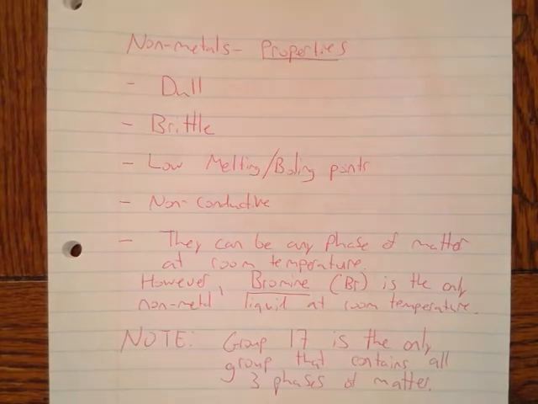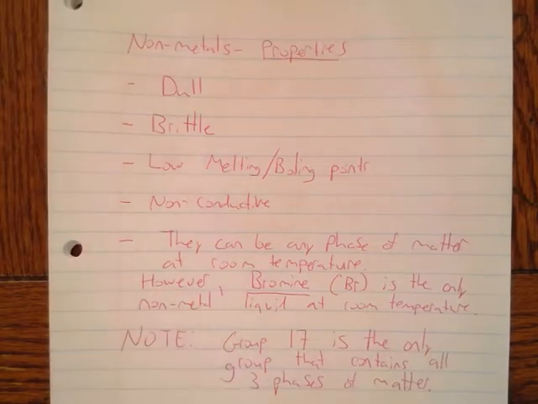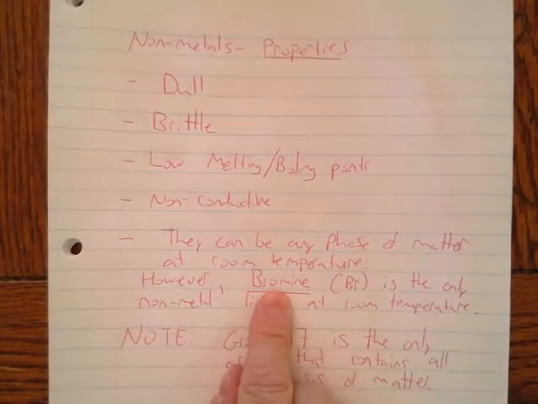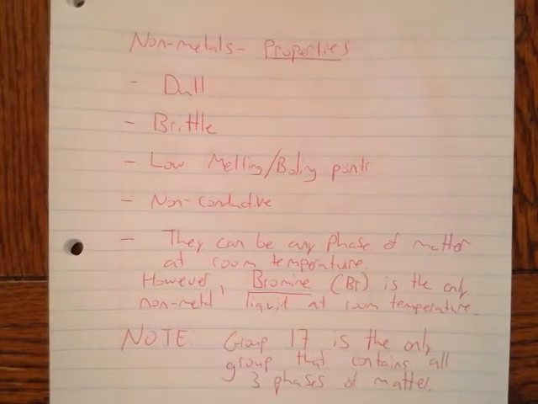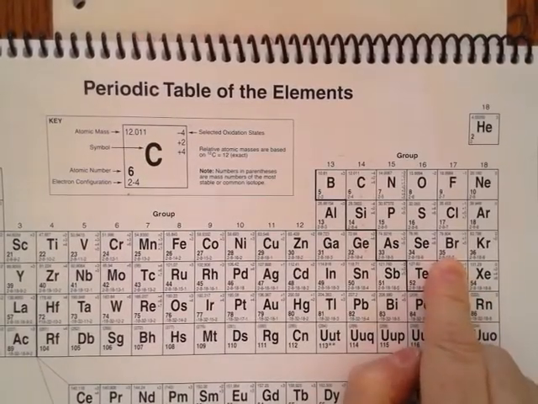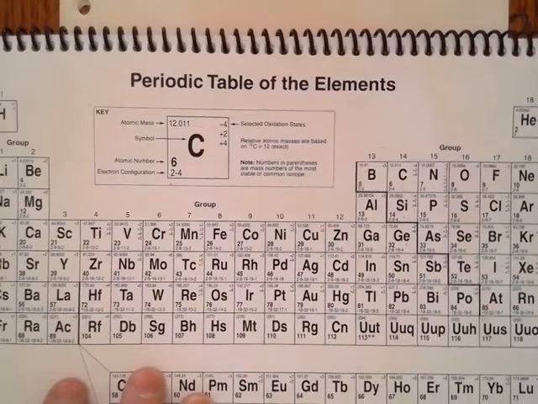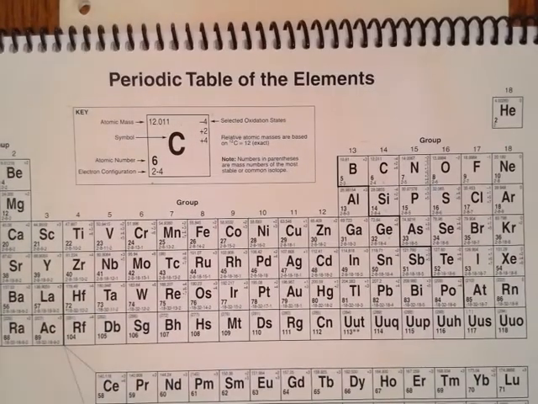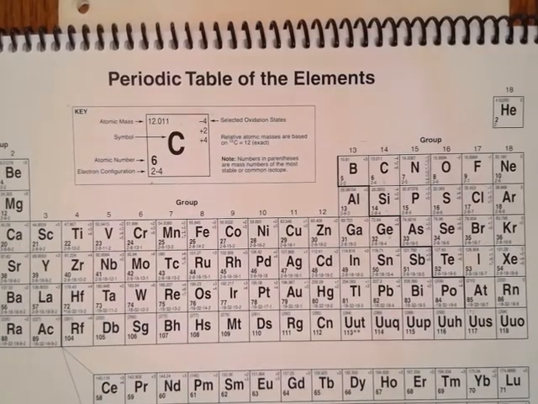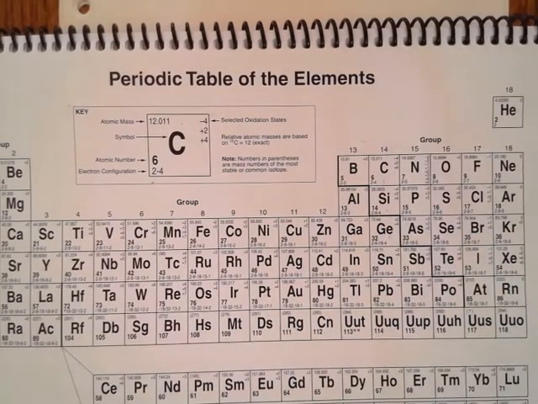Unlike the metals, though, the nonmetals can come in any phase of matter at room temperature. However, just like the metals, there is only one liquid nonmetal at room temperature, and that is the element bromine, symbol Br. I'll show you where it is. Right there, element number 35 is the only liquid nonmetal. So on the entire list of 118 elements of the periodic table, there are only two elements that are liquids at room temperature: the metal mercury and the nonmetal bromine. Everything else is either a solid or a gas.